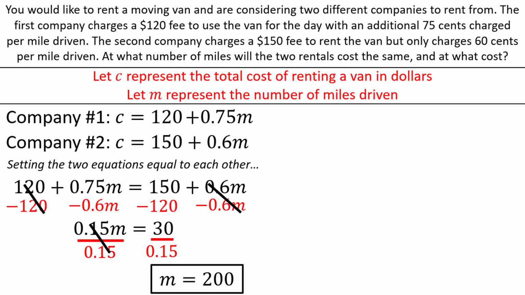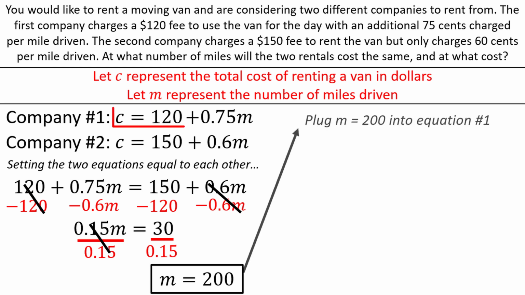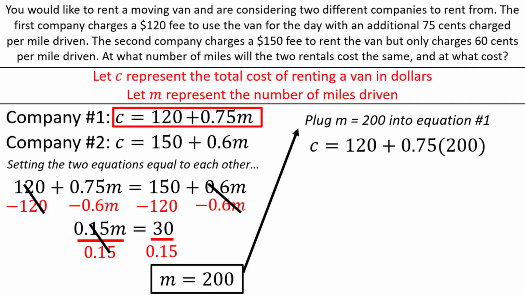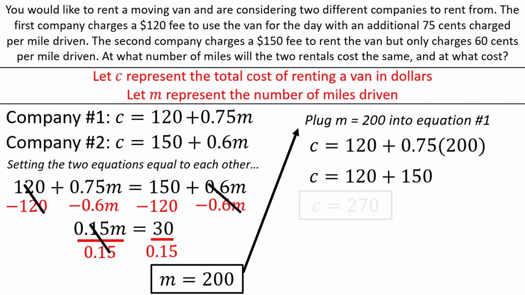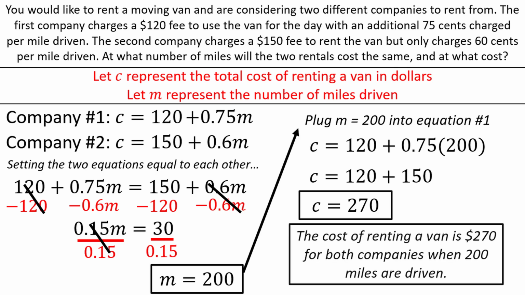That answers the first question, and we can answer the second question by plugging M back into either equation. Let's use the first one. We have C is equal to 120 plus 0.75 times 200. This simplifies to 120 plus 150, which is equal to 270. Our final answer is that the cost of renting a van will be $270 for both companies when 200 miles are driven.